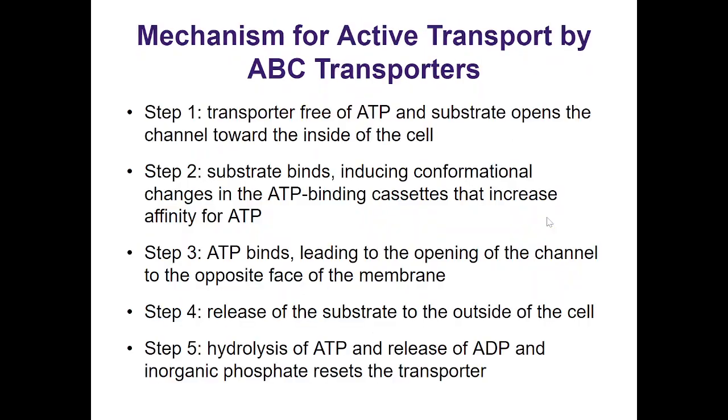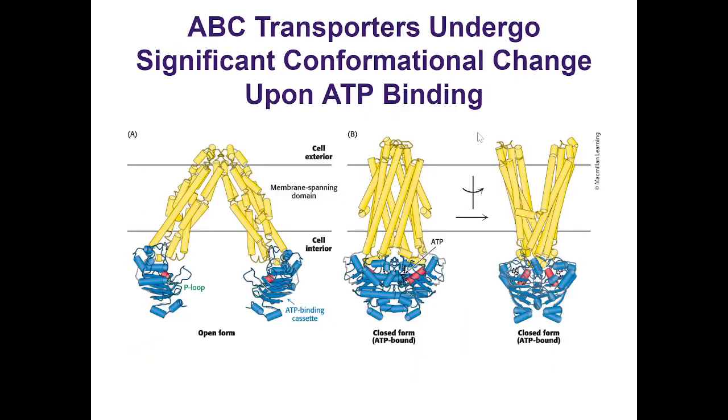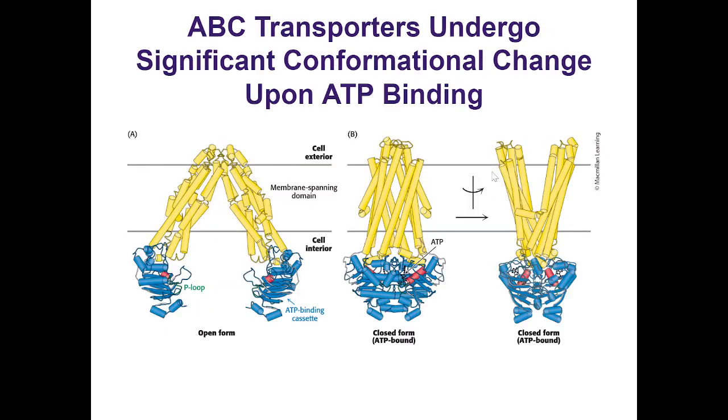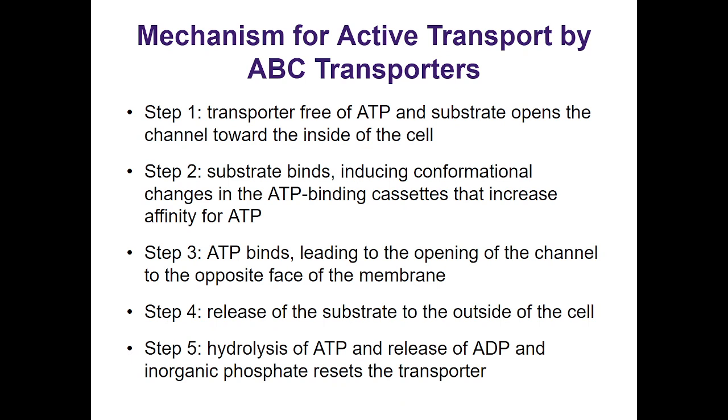Okay, so let's talk about the different steps of this process. Again, this is the mechanism with the steps fully explained, and then we'll look at some figures. Step 1 is the transporter with ATP and substrate opening the channel towards the inside of your cell. Please keep in mind that there is a difference between eukaryotic and prokaryotic. We'll look at the mechanism first and do this in one go, and then we'll talk about that stuff. So the transport of free ATP substrate opens the channel towards the inside of the membrane.